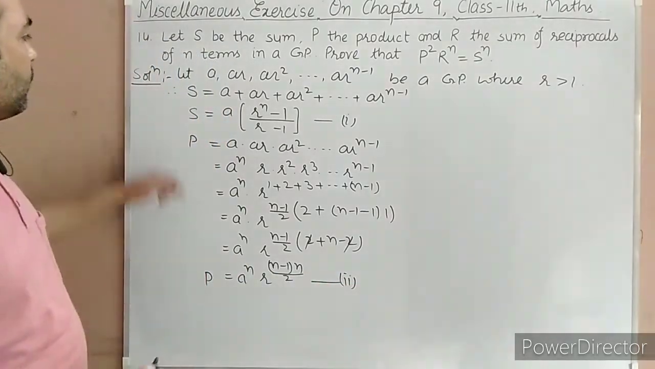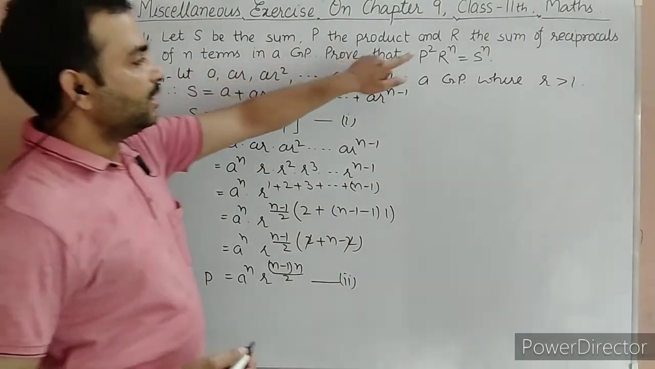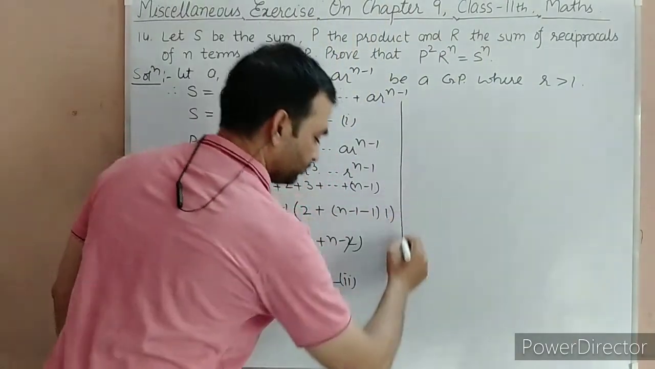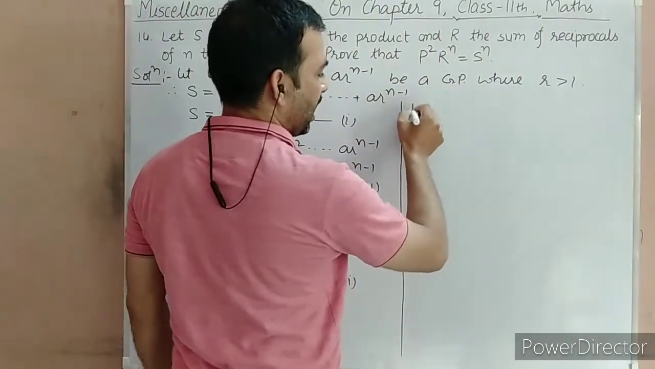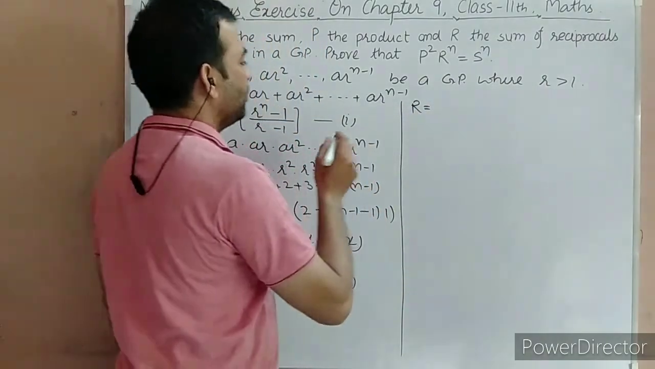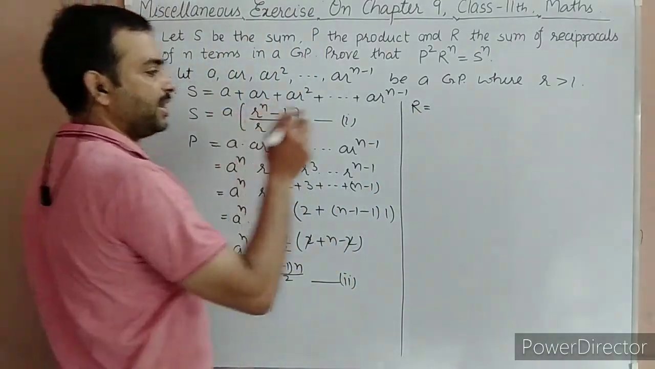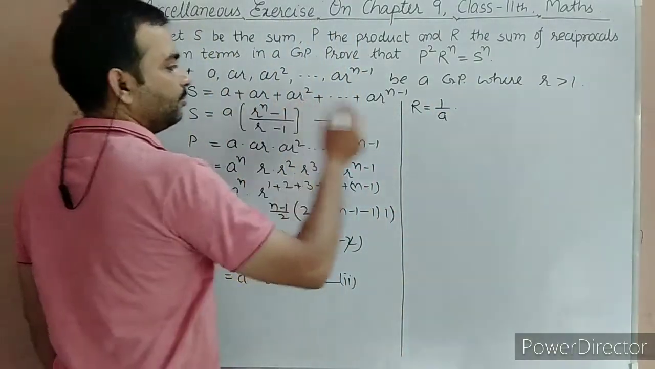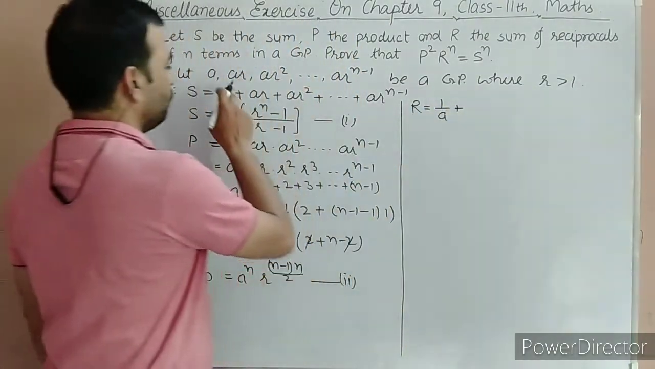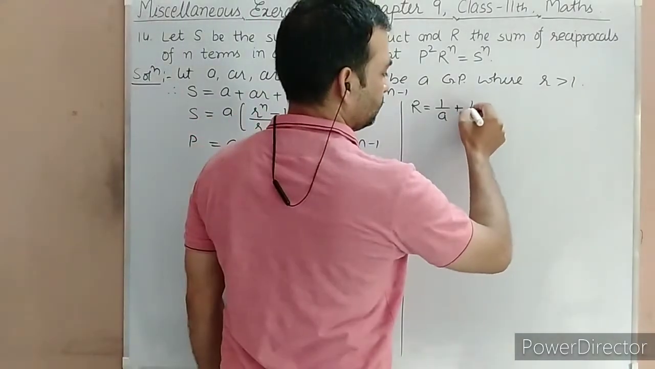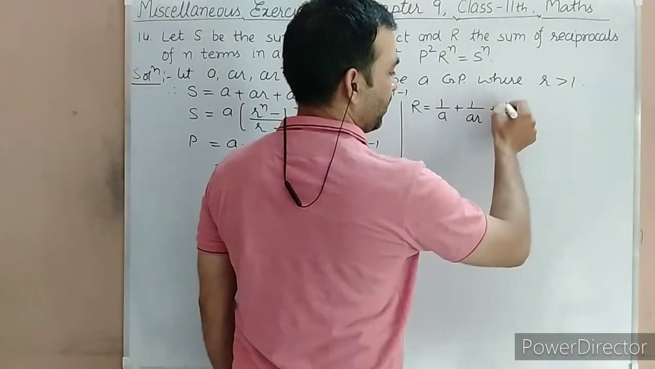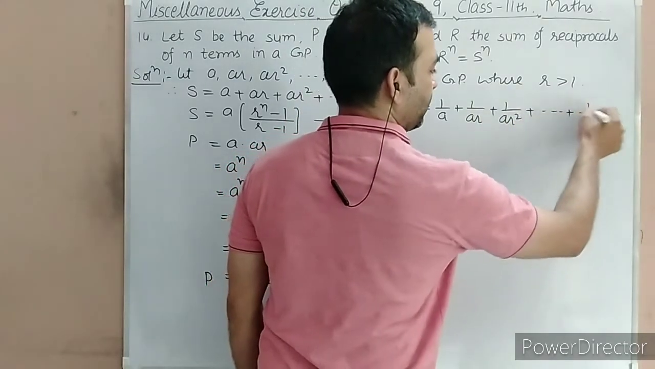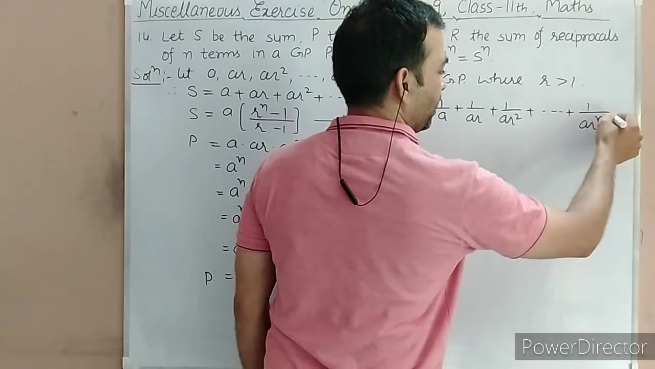Now R, the sum of reciprocals. So R is equal to the sum of reciprocals, meaning the reciprocal of A is 1 by A. So here 1 by A. Sum means plus 1 by AR, 1 by AR square and so on, plus 1 by AR power n minus 1.